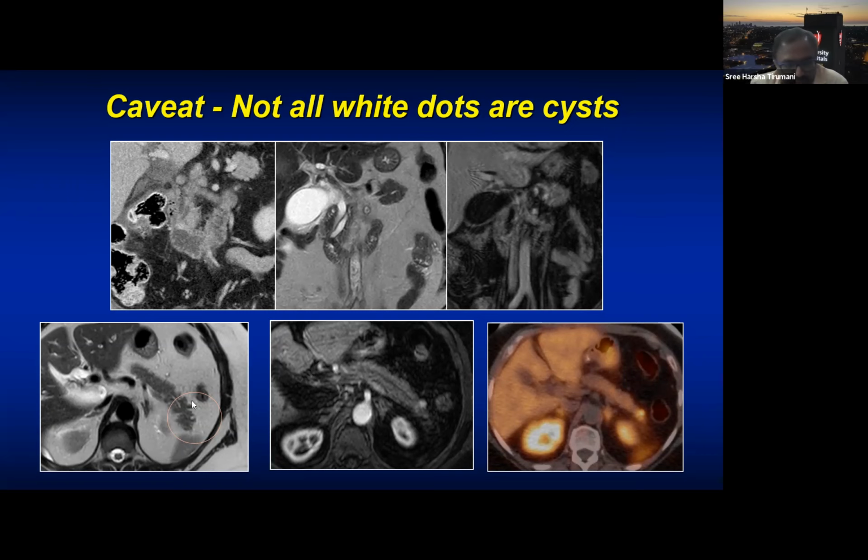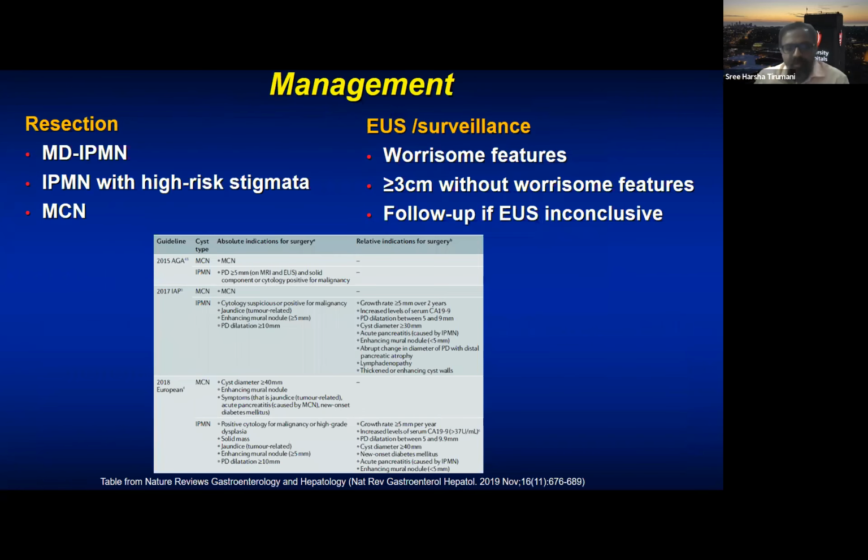So it didn't change the management, but I think when you see a cystic lesion, it's important to look at the post-contrast images to make sure that it does not enhance. One such caveat is for these white dot lesions. Now, I'll briefly talk about the two main things which can happen with a cyst: either resection or EUS with or without surveillance. Resection is usually indicated for main duct IPMN or IPMN with high-risk stigmata or a mucinous cystic neoplasm.